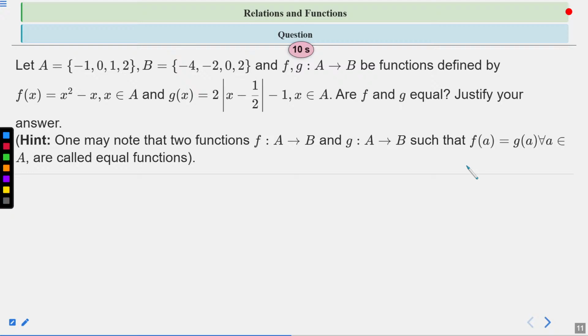Okay, so you have 10 seconds to solve or think about this question. After that we will discuss the solution part. Okay, let us move to the solution part.